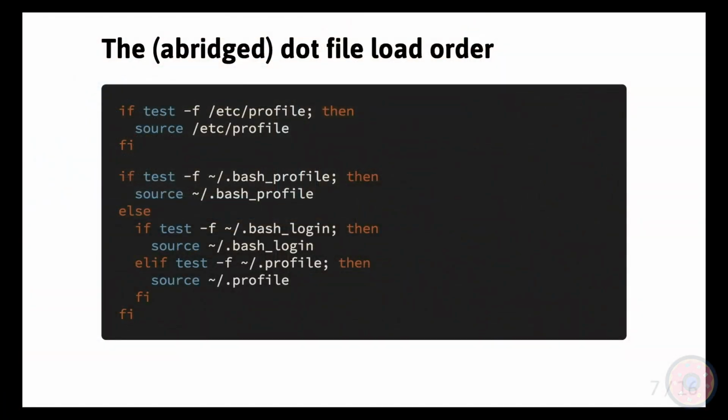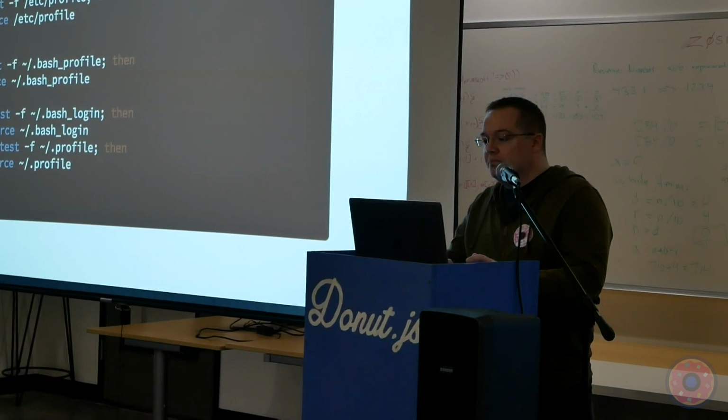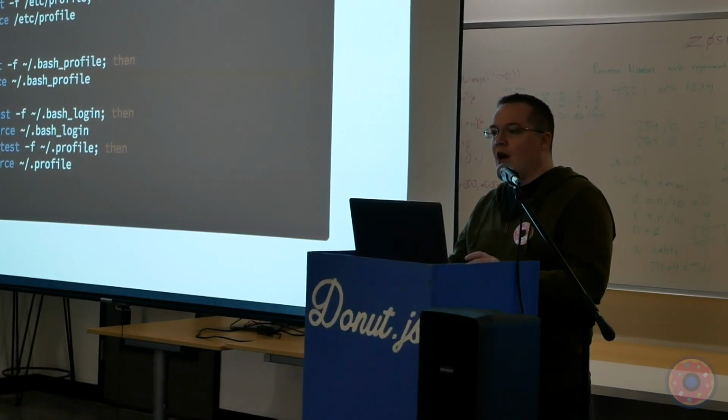This is the abridged dot file load order. There's a bunch of dot files that Bash will look for. This is basically the order that Bash uses out of the box to figure out which ones to load when. It's deterministic. It's always going to look like this, but it gets a little weird because depending on the operating system distro or the packages you might have installed on it, there may be other things that hook into this system and add new lines along the way. But broadly, this will always work.